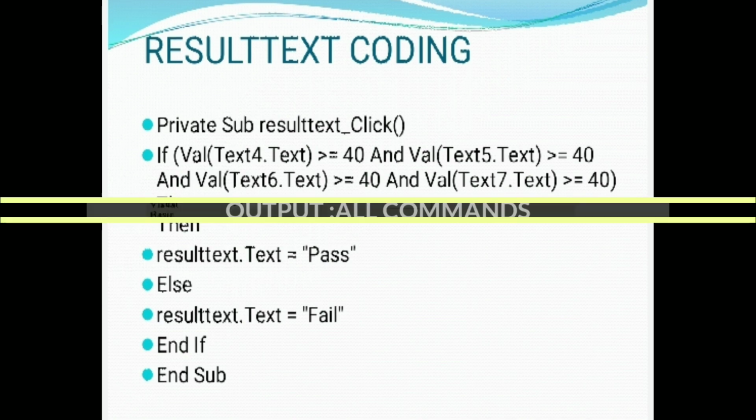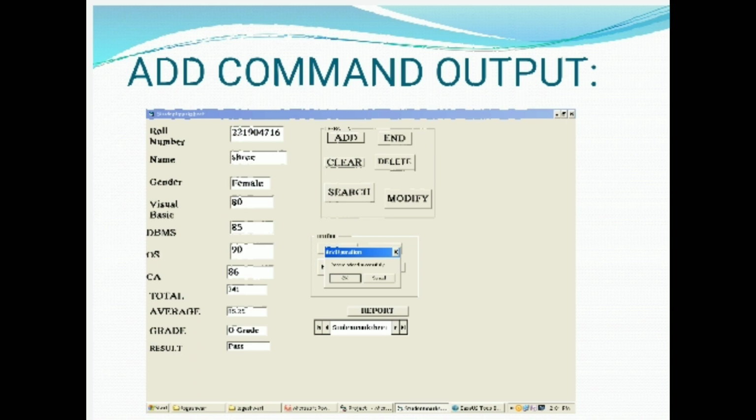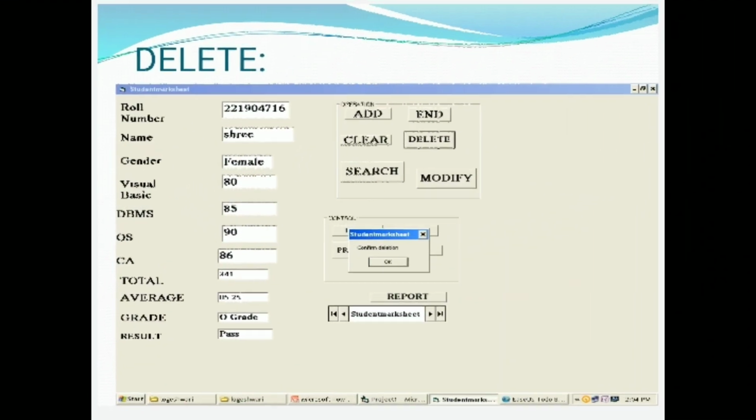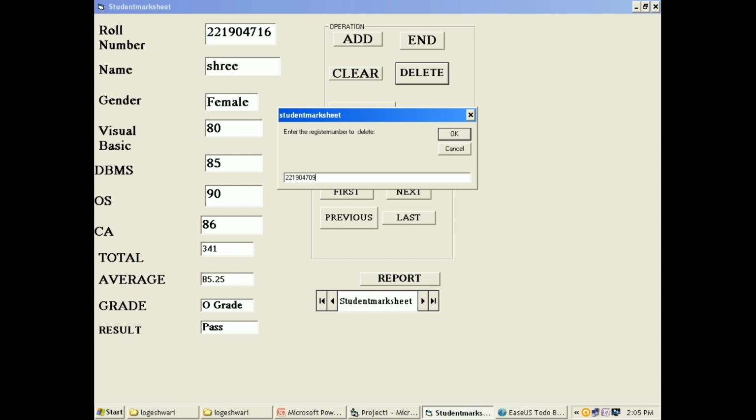Now click the add command button and check the output. Now click the delete operation. You will get a confirmation prompt. Then give click OK. Enter the register number to be deleted and then give click OK. Check the mark sheet which have been deleted right now is there or not.